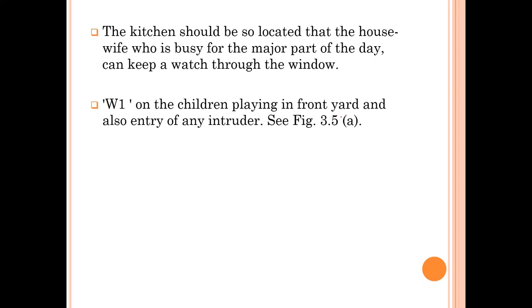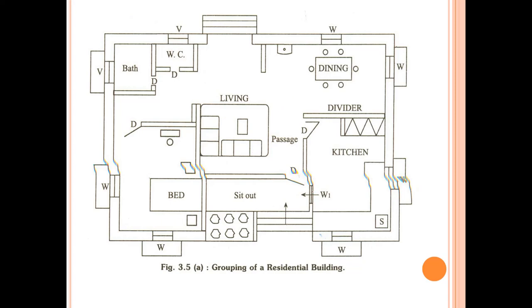So as I told you earlier, here you can see in the figure, the W1 window, for children playing in the front yard and also entry of an intruder. This is the kitchen here, and this is the living room. This is the sitting arrangement. Here we have the passage or the door to this particular living room. So from this W1 window, when the housewife is working, she can keep an eye on the sit-out or the entrance door. That becomes easy for her when she is busy in the kitchen, and if she is alone at home, it is easy for her to keep an eye on the main door.